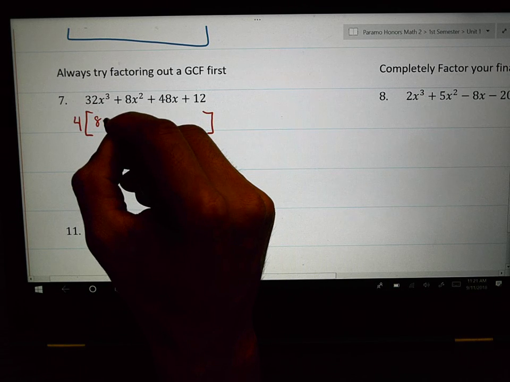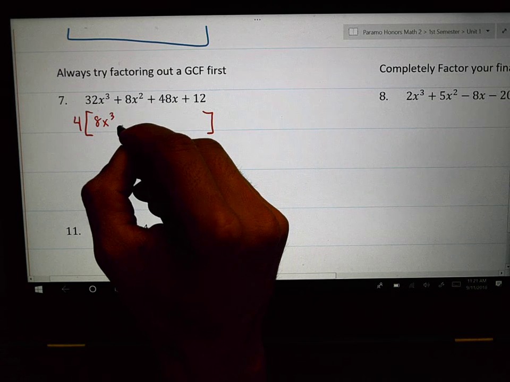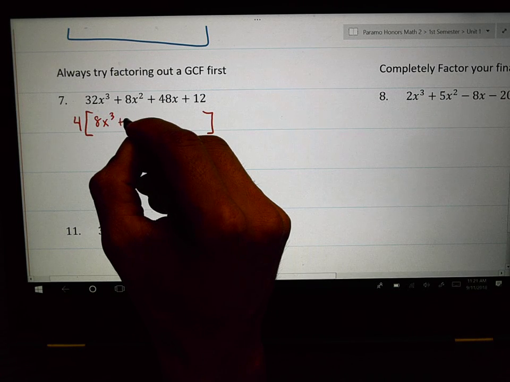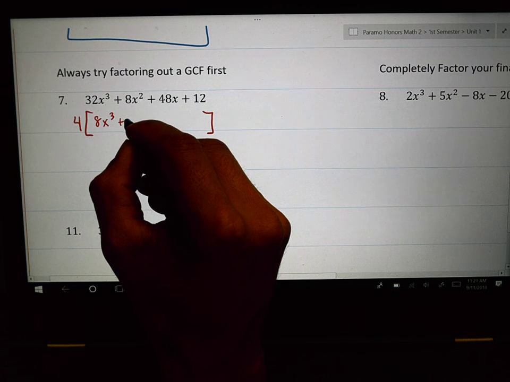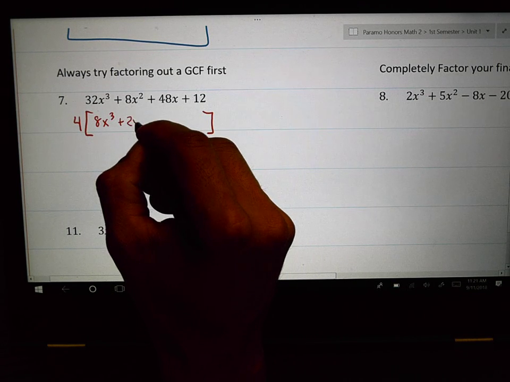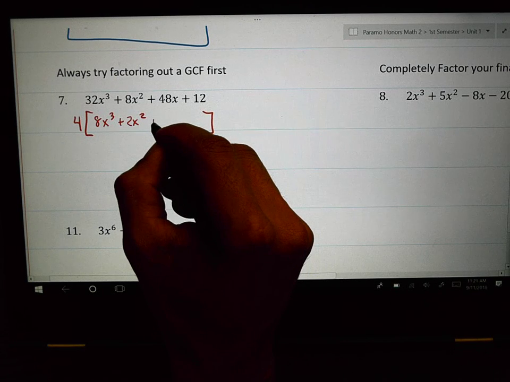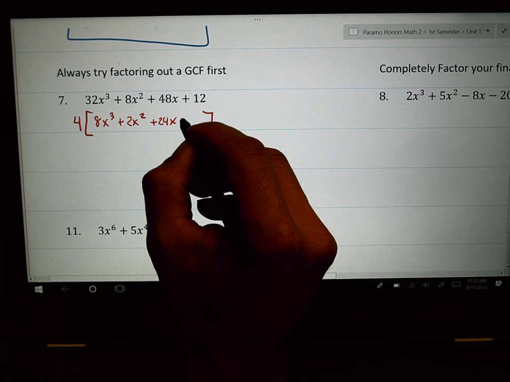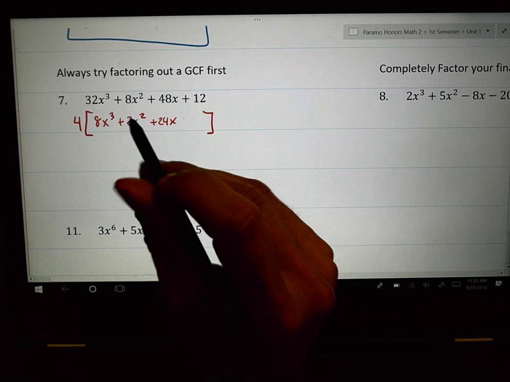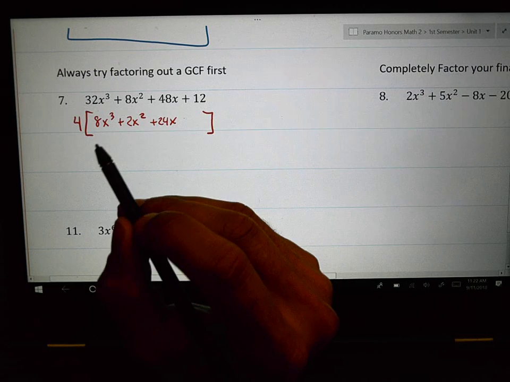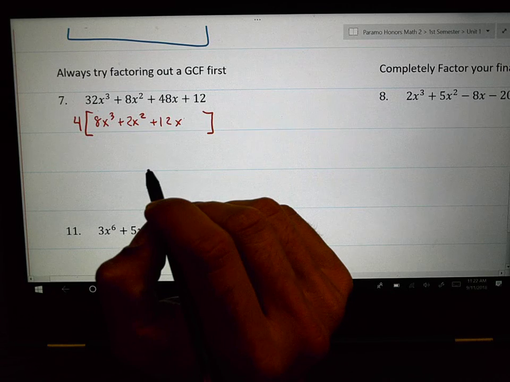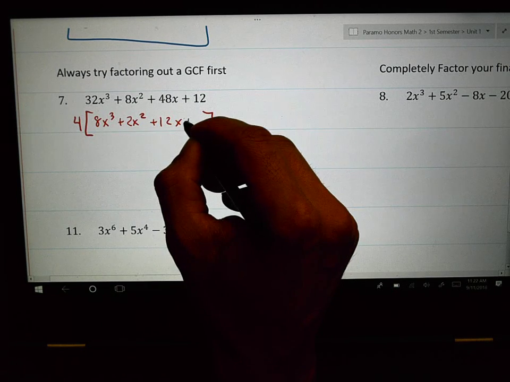8x cubed. Plus or minus? Plus. What? I'm sorry, what's the second term? 4x. What's the third term? And the last term. No, it's 12x. Thank you. Let me erase. Let me find my eraser. And the last term? 3. Do we agree?